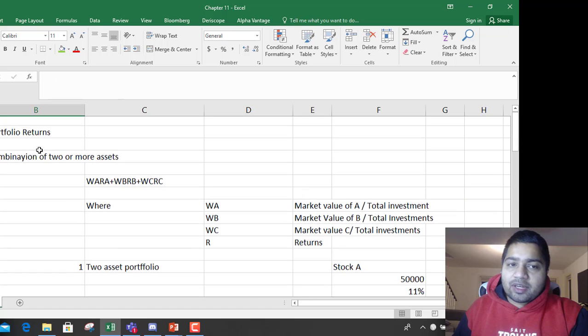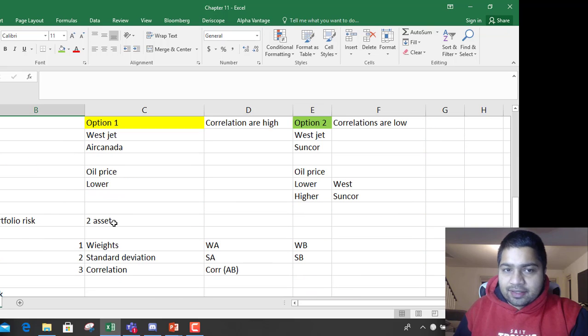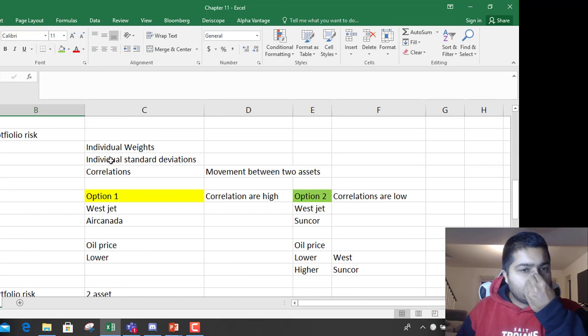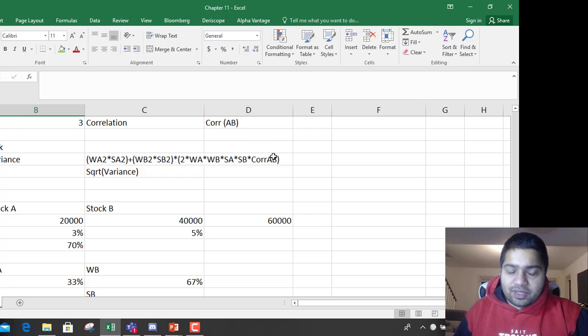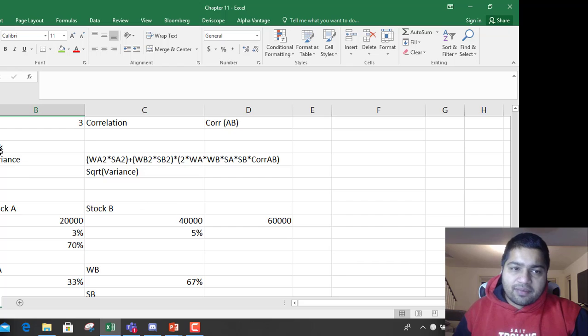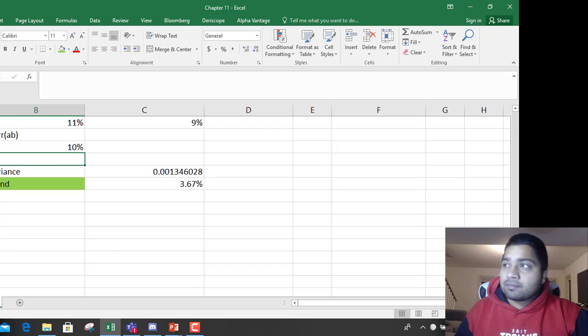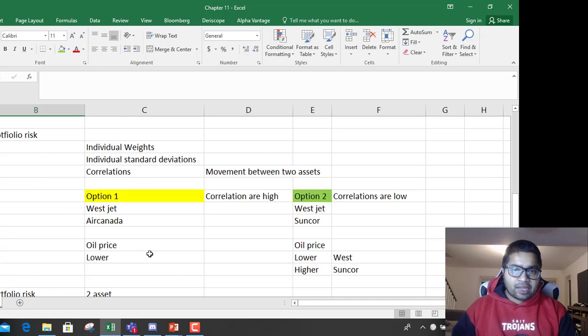So this is how you calculate portfolio risk, for 2 assets or 3 assets. We are currently discussing 2 assets. Mostly in exams they ask you 2 assets, but 3 assets is the same steps. I'll discuss 3 assets when we discuss the PowerPoints too. But how to do it? Find out weight, standard deviation, and correlation if not given. Find out variance first, then calculate standard deviation.